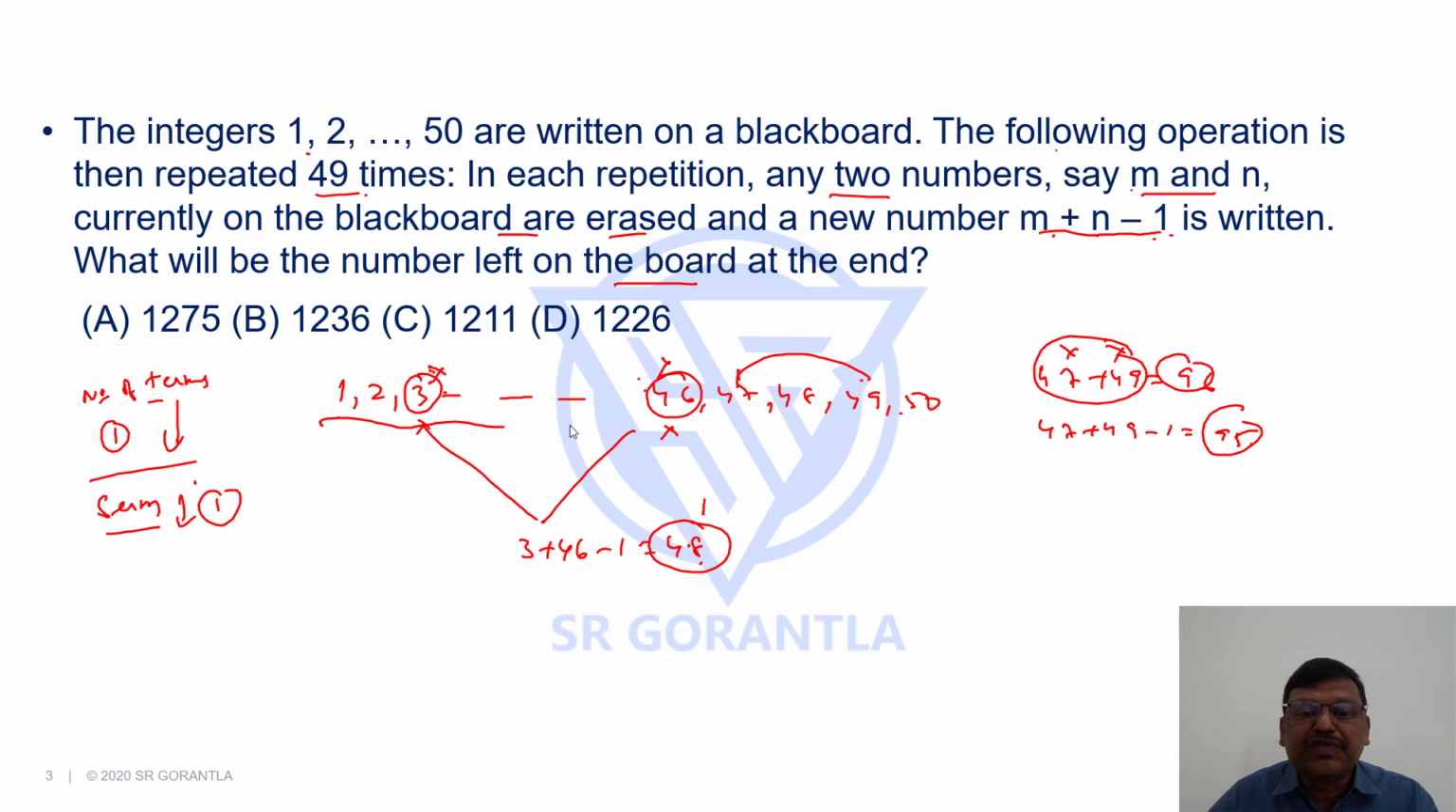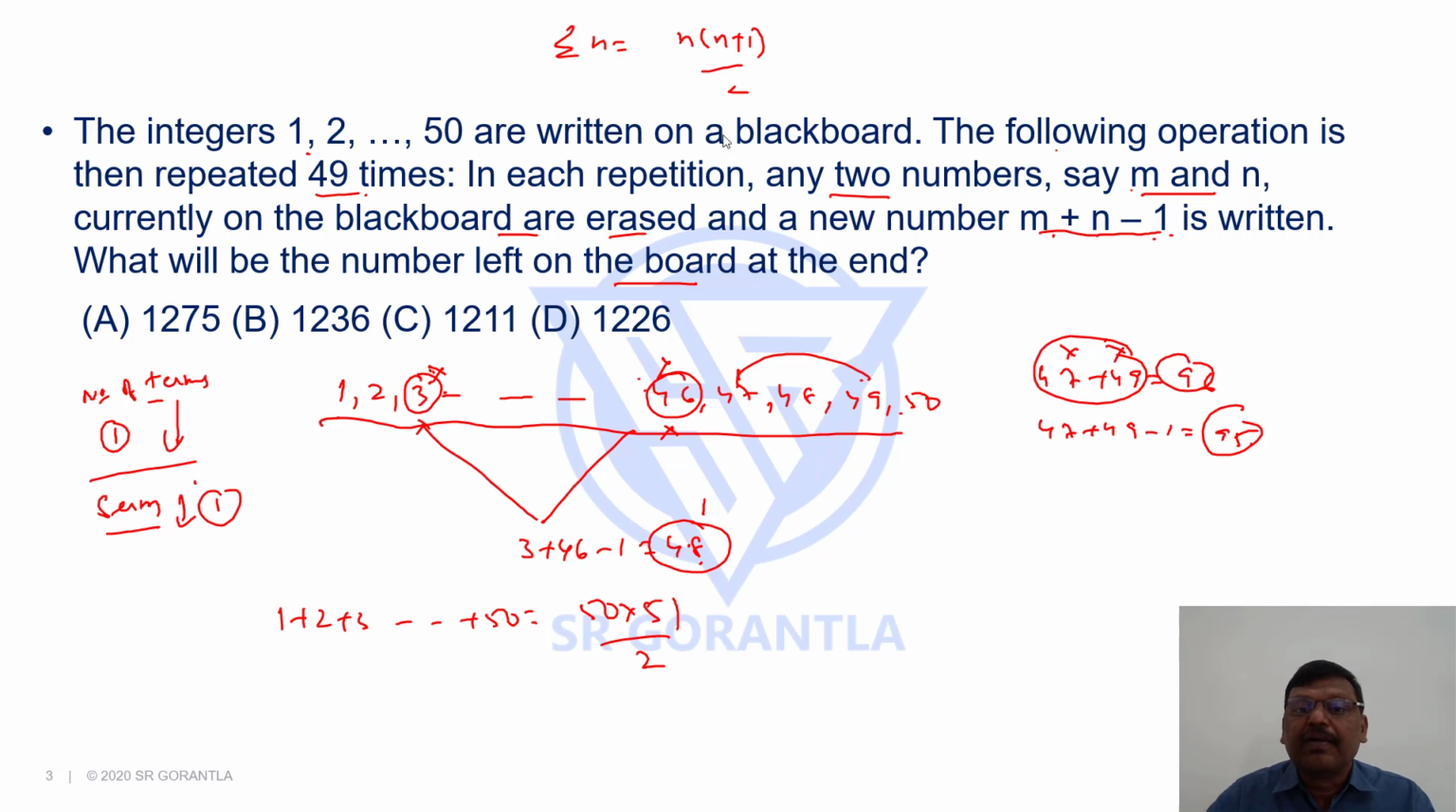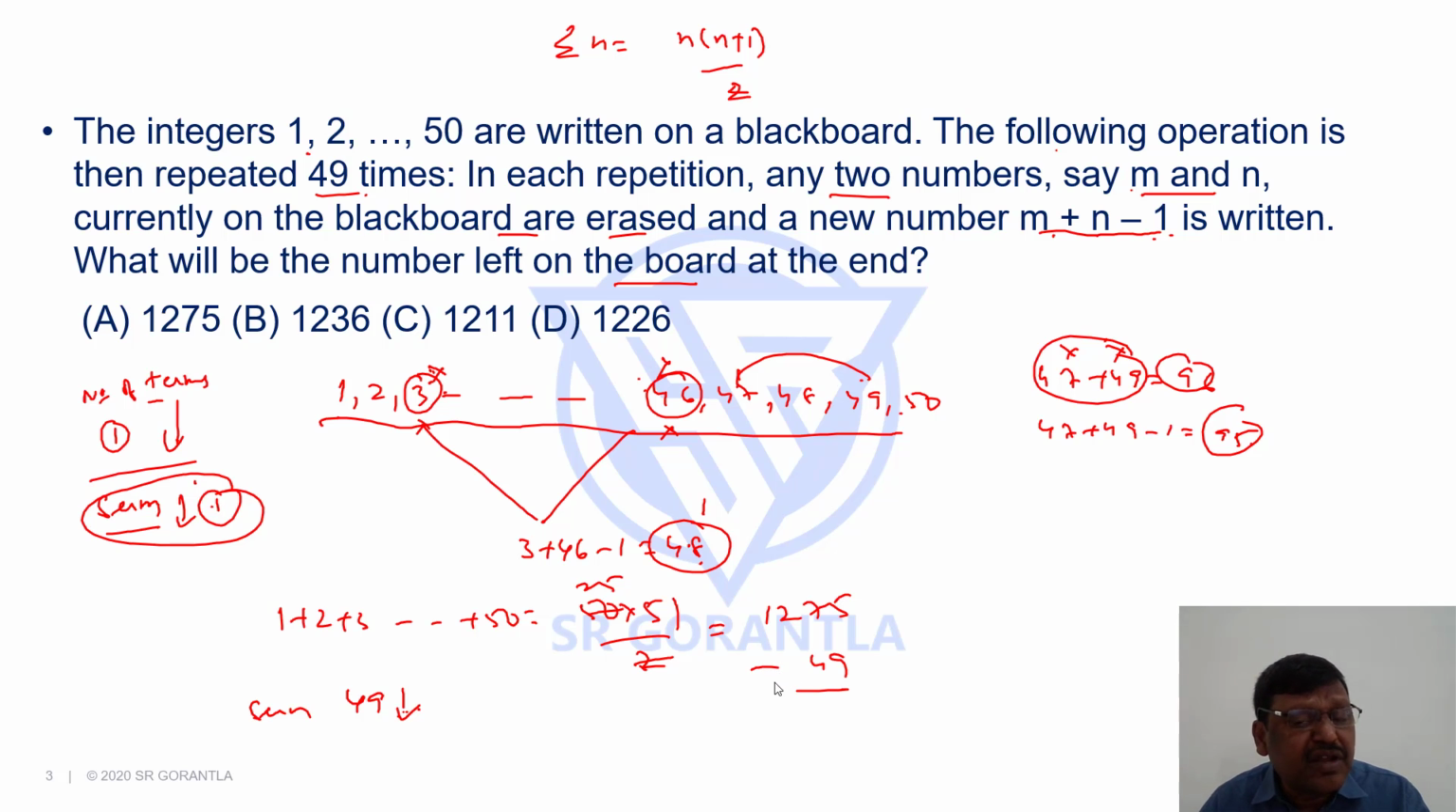First of all, what is the sum of all these 50 numbers? Sum of the first 50 numbers is sigma n, which is 50 into 51 by 2. You know sigma n equals n into n plus 1 by 2. So 50 into 51 by 2 is 1275. But if in every repetition the sum is coming down by 1, when you repeat 49 times, the sum will come down by 49. So the sum of the remaining numbers now on the blackboard will be 1226.